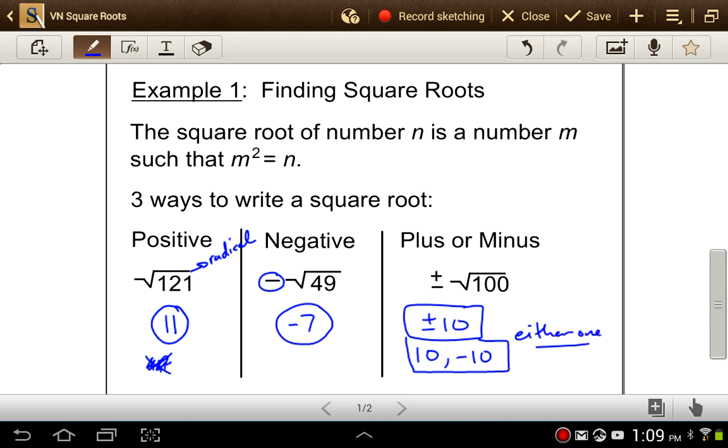Alright, so that's how we find the square roots. You're going to have to know when you see this radical that it's not divided by 2, a common misconception. We're not dividing by 2, we're trying to find out what number squared equals that amount. If you need to pause at this point, do that. I'm going to move on to the next example.